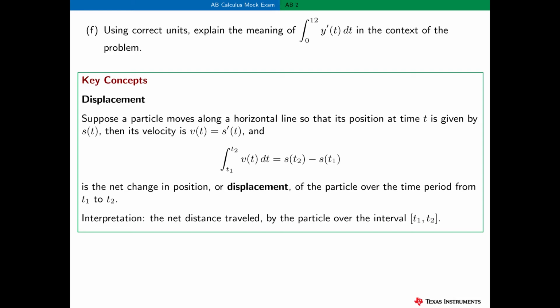And so, using the fundamental theorem of calculus, the definite integral of the velocity function from t sub 1 to t sub 2 is s of t sub 2 minus s of t sub 1. Look at the right side of this expression. This means that the definite integral of the velocity function is the net change in position, or the displacement of the particle over the time period from t sub 1 to t sub 2.